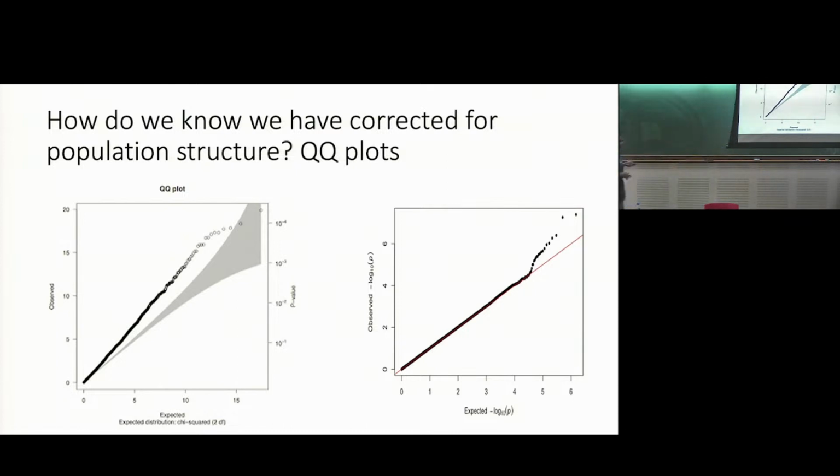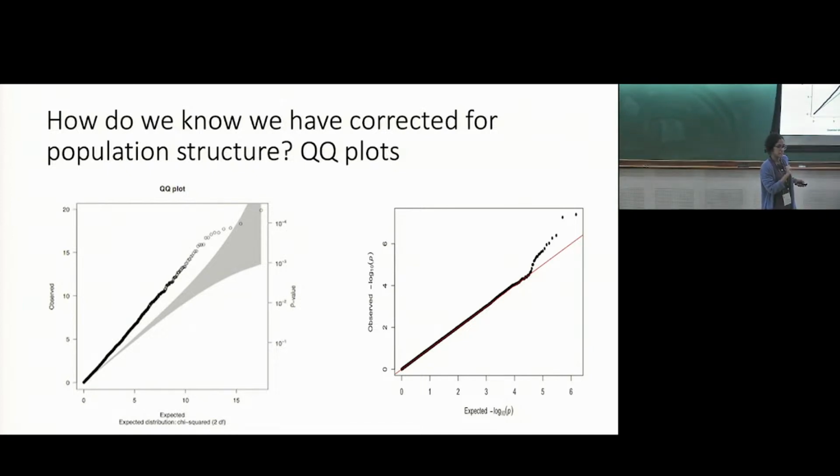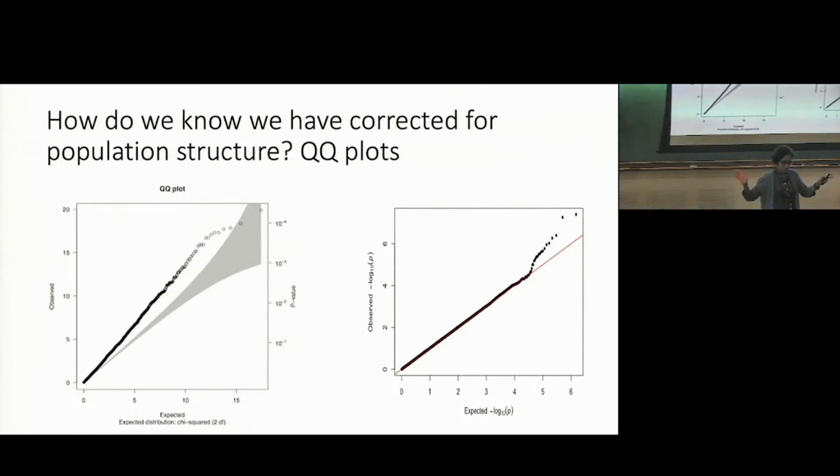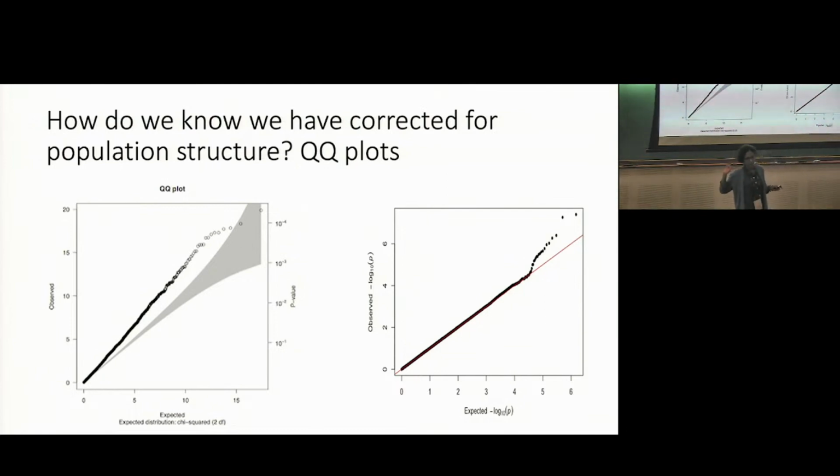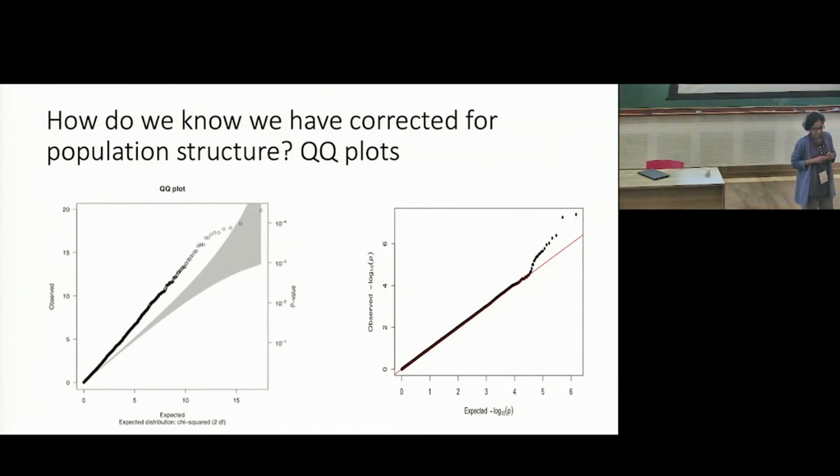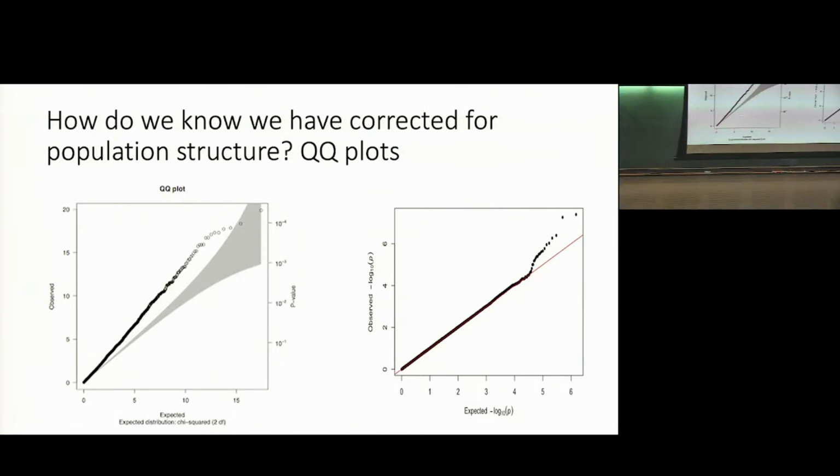If you have a lot of false positives, this is chi-squared, but we usually plot uniform distribution. We usually plot for uniform, yeah. The distribution of p-values for a random distribution is expected to be uniform. If you just sample p-values from a random distribution, it's expected to be uniform. Yeah. Okay.